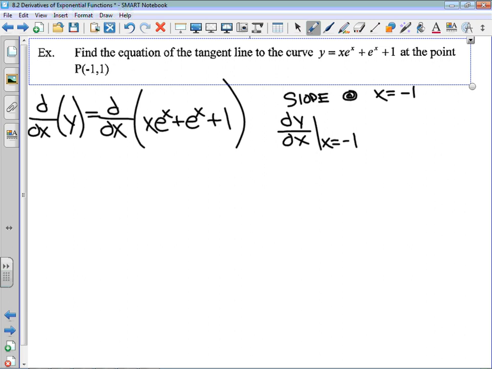Now, technically this is implicit differentiation, but it's pretty simple because d over dx of y is 1 times dy over dx. The right-hand side, we have a bit of a product rule. So x e to the x is going to be 1 times e to the x plus x times the derivative of e to the x, which is e to the x.